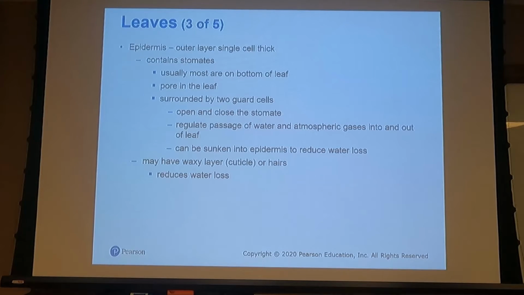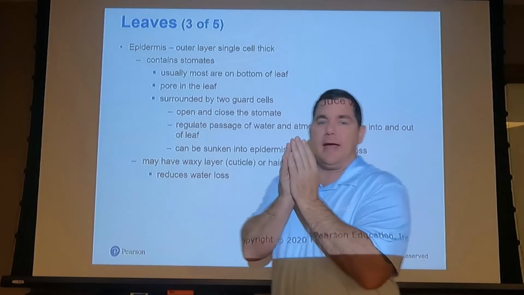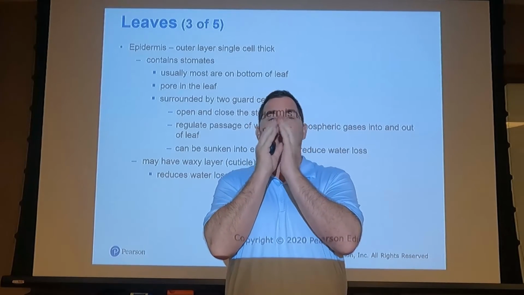Again, back to the epidermis, it's going to be that single layer of thick cells, one single layer. We have the stomata, which are on the underside of the leaf. That's how we take in air and also release air, oxygen coming out of the stomata. So carbon dioxide in, oxygen out. And it's surrounded by two guard cells that actually regulate how much it opens and closes, right?